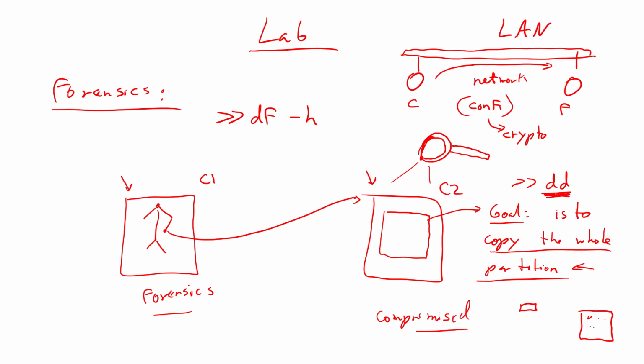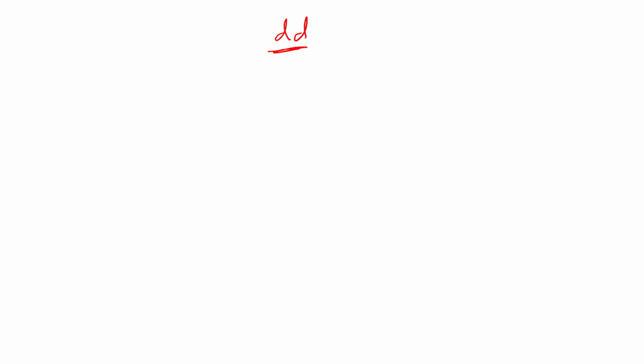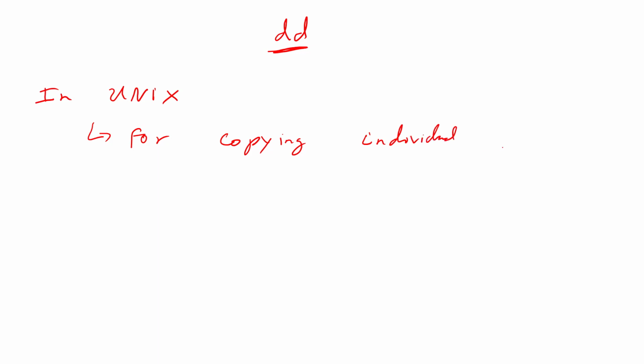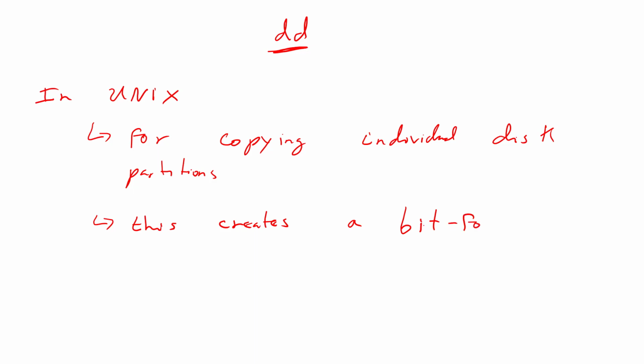All right, so the first thing is, in the previous slide, I talked about the dd command, right? So now I'm going to provide a simple definition. In Unix, we have this command available. And it's basically for copying individual disk partitions or disks, okay? Another way of looking at it is that this command dd creates a bit for bit identical copy.